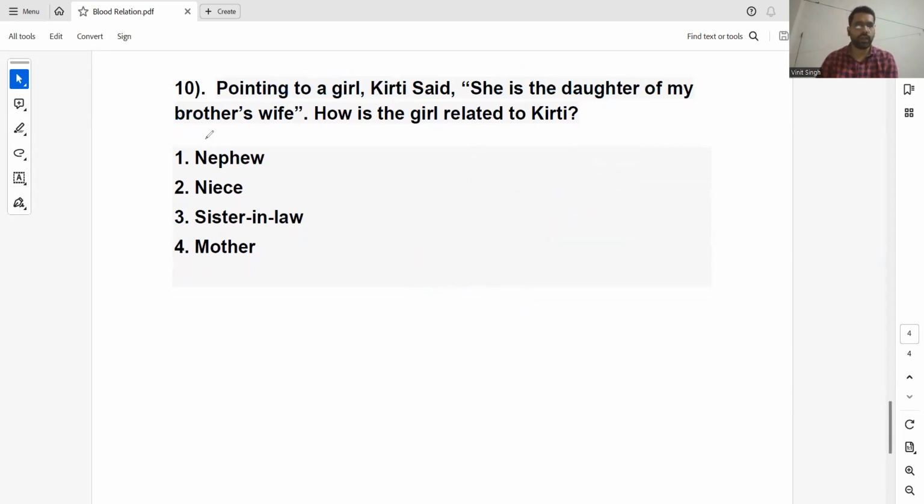Pointing to a girl, Kirti said, "She is the daughter of my brother's wife." How is the girl related to Kirti? So, "my" is used for Kirti. Kirti, brother, wife. Clear? She is the daughter of my brother's wife.